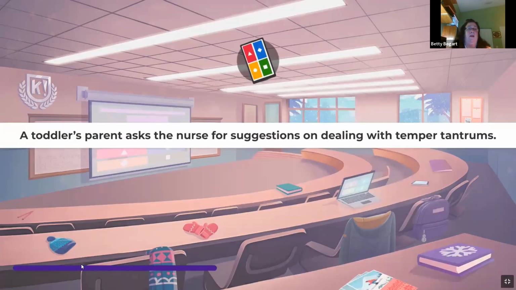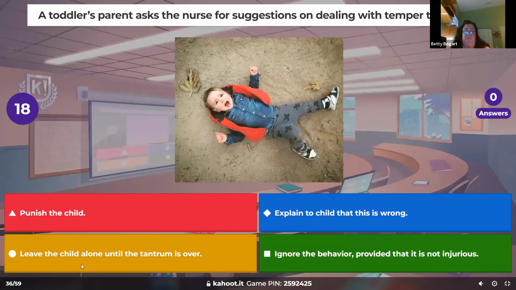A toddler's parent asks the nurse for suggestions on dealing with temper tantrums. Kid falls down in the middle of the grocery store and just has a fit. Toddlers, remember, they are moody. They're going to do these things. What should you do?